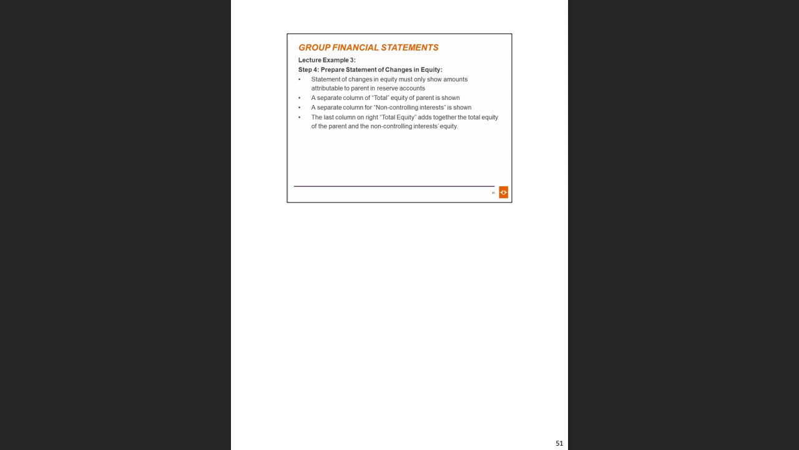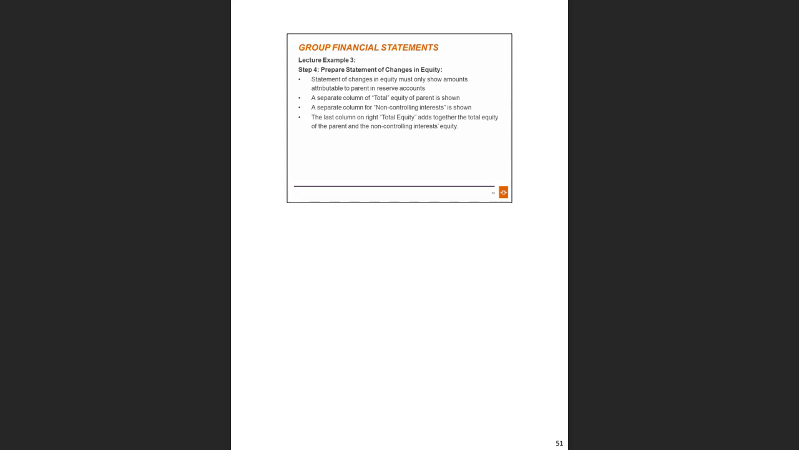So let's just have a look at step 4. Step 4 is to prepare the statement of changes in equity. The statement of changes in equity must only show the amounts attributable to the parent in the reserve accounts. So the share capital and retained earnings must only show the portion that is attributable to the parent company. There's a separate column of total equity of the parent that is shown, and then we have a separate column for non-controlling interest. Then the last column, total equity, will add up the total equity of the parent and the non-controlling interest's equity. Okay, so let's have a look at an example here.